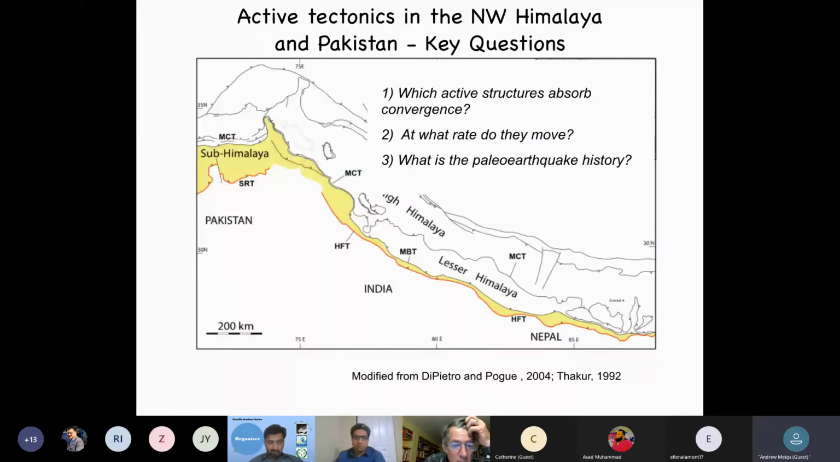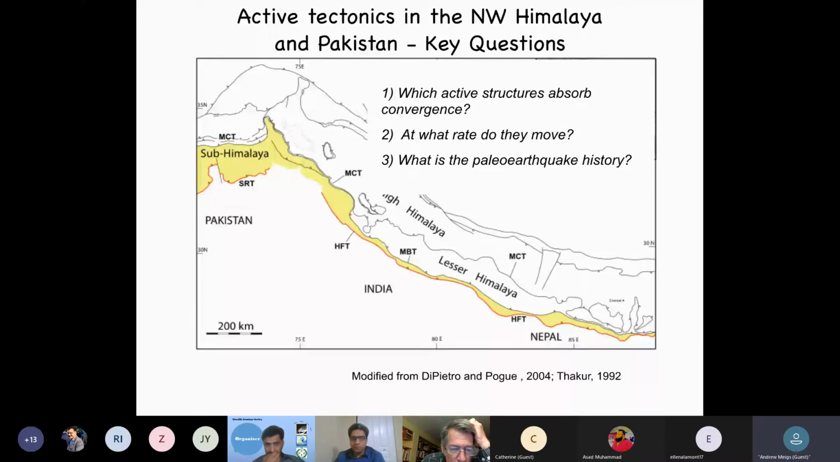So if we think about Nepal, we say that the plate motion of India with respect to Asia is being stored on the deep part of the main Himalayan thrust, which periodically ruptures to the surface along the Himalayan frontal thrust. The part of the world that we're going to talk about tonight is up here in the Northwest Himalaya and in Pakistan, where these same measurements of the long-term, Holocene or Quaternary rate of motion and the earthquake history are considerably less constrained than down in Nepal.